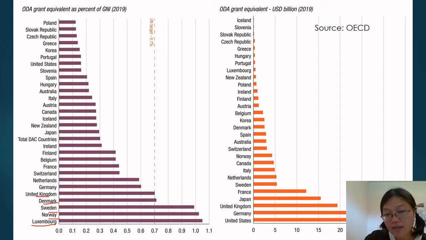You can see that the United States has donated the largest amount of money in 2019, close to $35 billion. And you can see that Luxembourg is really small because this is a small country with a small economy.